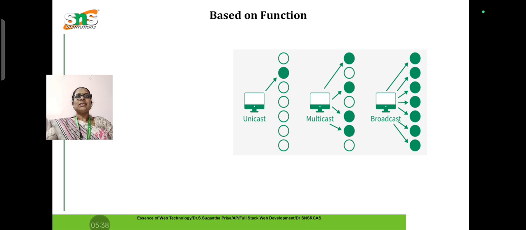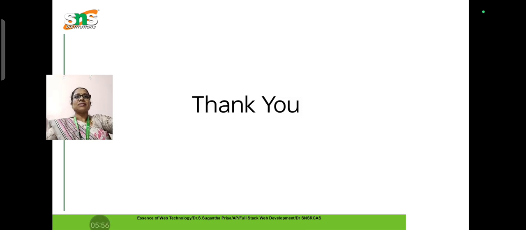So next is the multicast address. In the multicast, data is sent from one source to multiple selected receivers that are part of the multicast group. Only devices that have joined the group will receive the data, making it more efficient than broadcasting. Its purpose is one-to-many selected group communication.